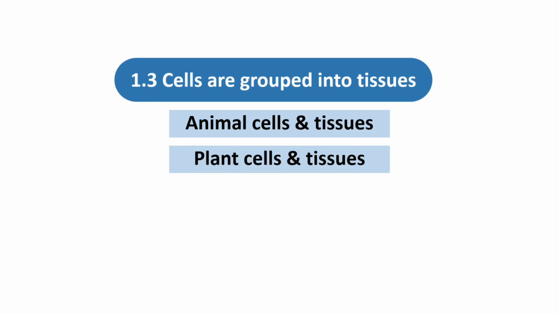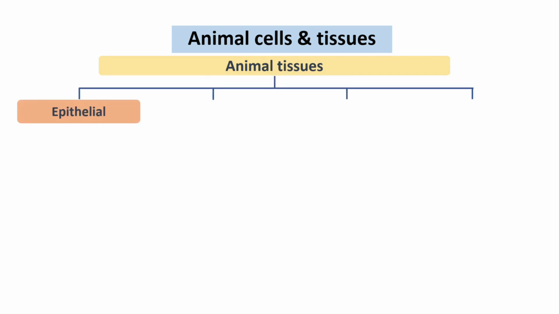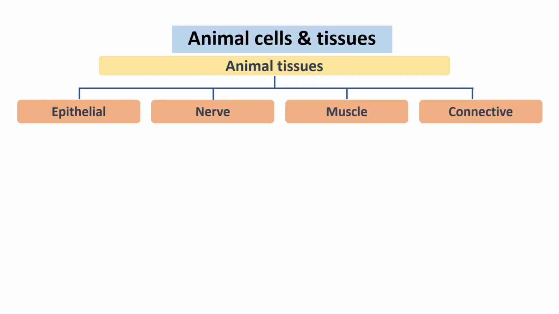Hello everyone. In this video, you will learn about animal cells and tissues. Animal cells are grouped into 4 types of tissue: epithelial, nerve, muscle, and connective tissue.